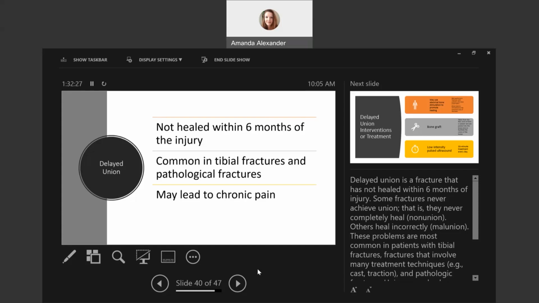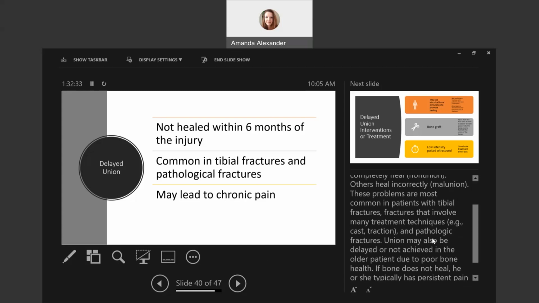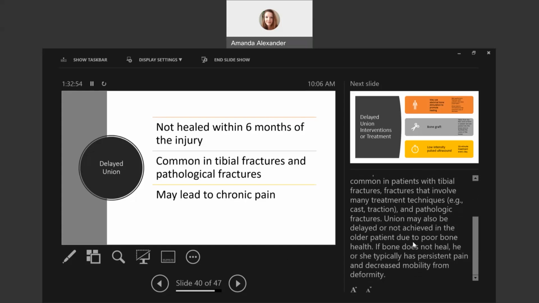Some fractures never achieve union. These are called non-union type of fractures. If they heal incorrectly, they're called malunion, okay? These problems are most common in patients with tibial fractures, again, fractures that involve many treatment techniques. So they may need casts, they may need traction. They can often be pathological fractures.